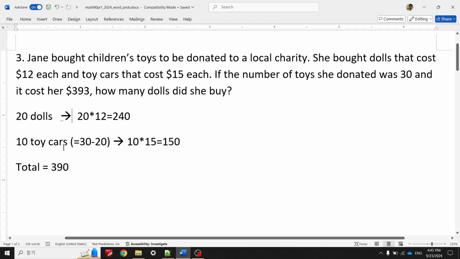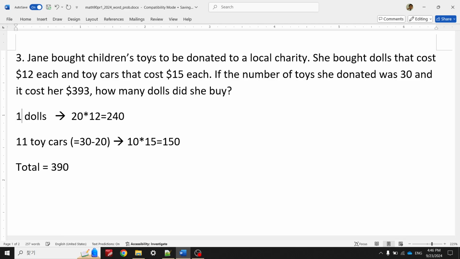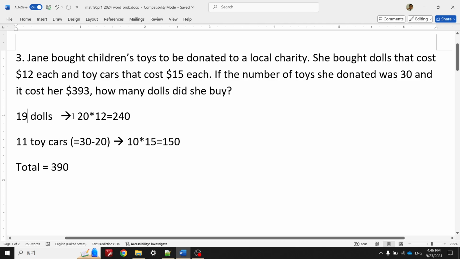So if I want 390 to increase slightly, you want to buy more toy cars than less, right? So toy cars should be increased to what? Suggest a number. 11 toy cars? Then in that case, this should be 19 because they have to add up to 30, right? And if you calculate, you do get 393. Now, such a method would be guess and check, and unfortunately, I can't give you credit for such a method, even if you get the correct answer. You have to come up with an equation.